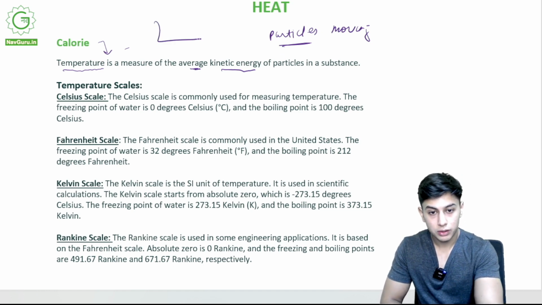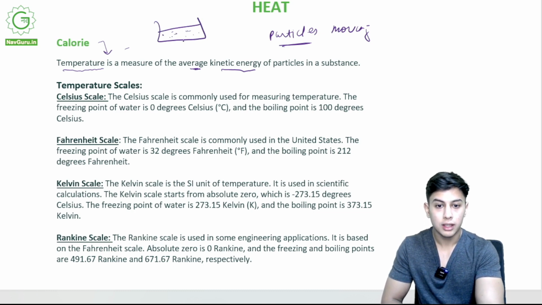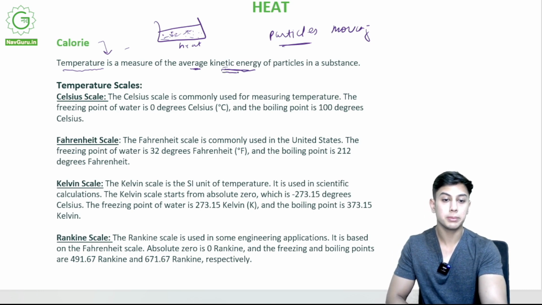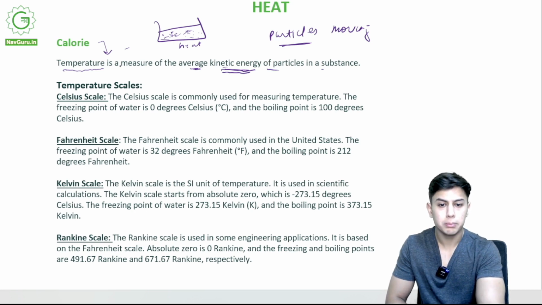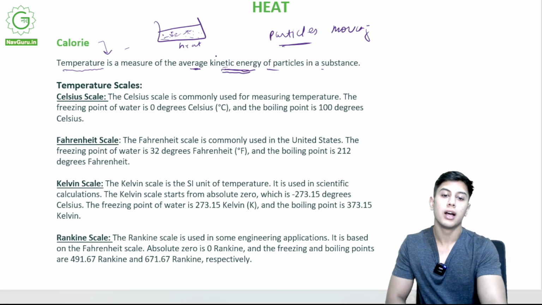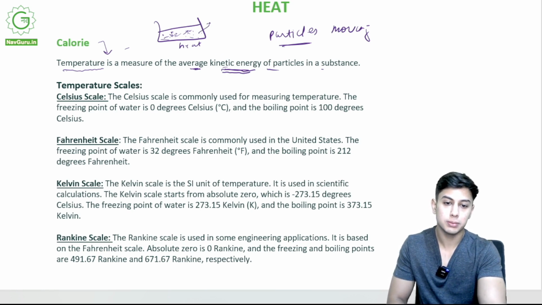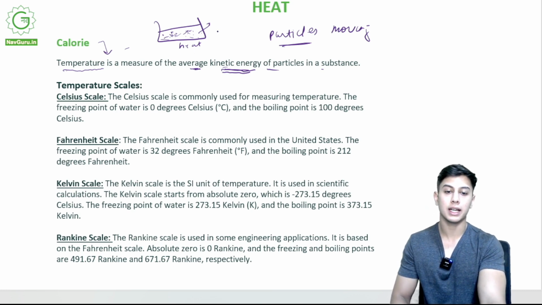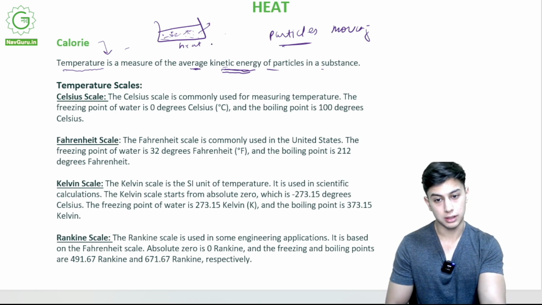Now if there was a heating pot and there were a lot of particles inside it, and I heat it, these particles will start moving over here, over there. That is due to kinetic energy. Kinetic energy produces a lot of heat. So what is temperature? Temperature is the measure of average kinetic energy. How much kinetic energy is present I can tell by the temperature. As I am heating, temperature is rising, and the kinetic energy of the particles is also rising.